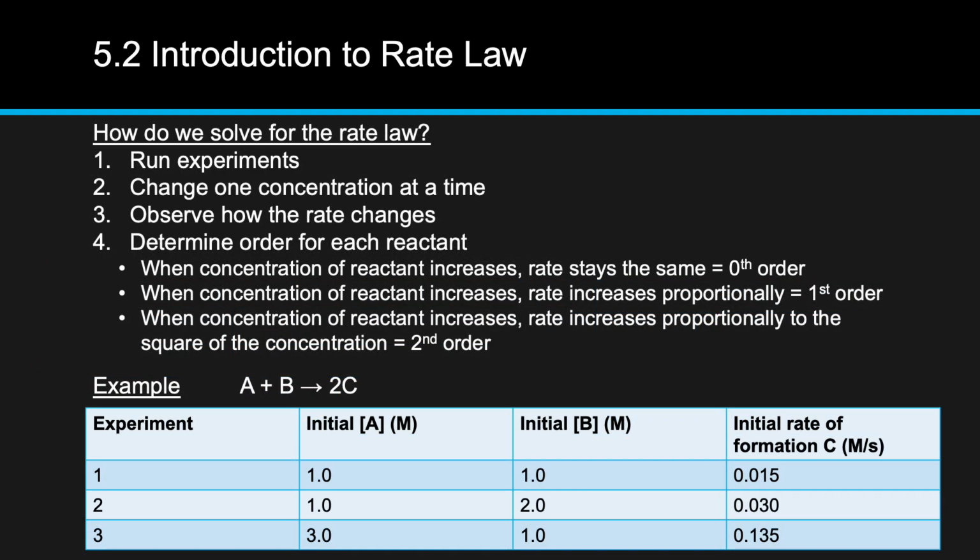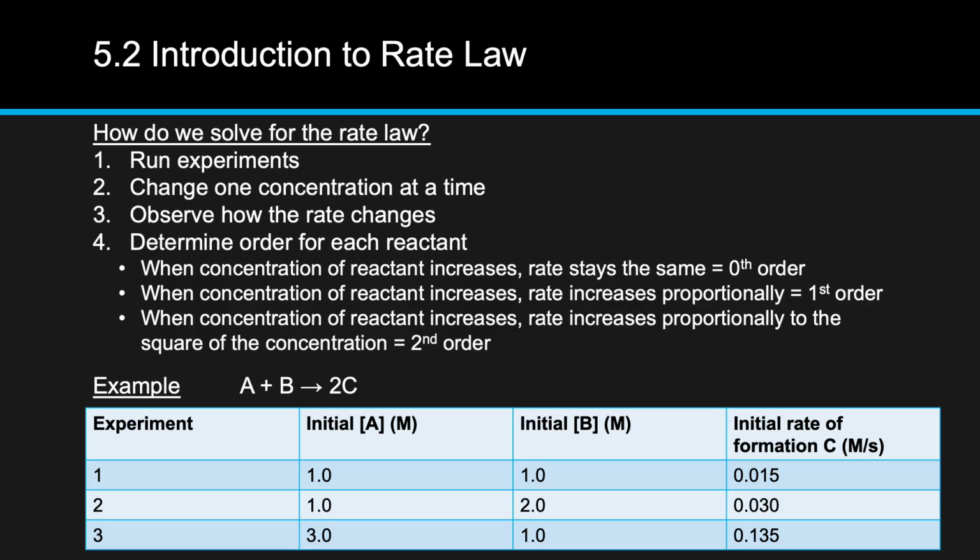All right, so how do we actually solve for the rate law? The first thing is you have to have experimental data that is showing your changes in concentration of reactant and your rate of product formation. So here on the bottom of our slide, you can see that we ran 3 experiments. We have our initial concentrations of A, one of our reactants, and then we have initial concentrations of B, our other reactant. And then finally, we have our rate of formation of C.